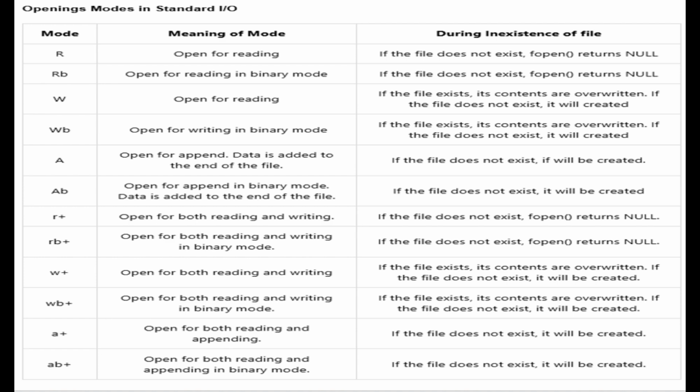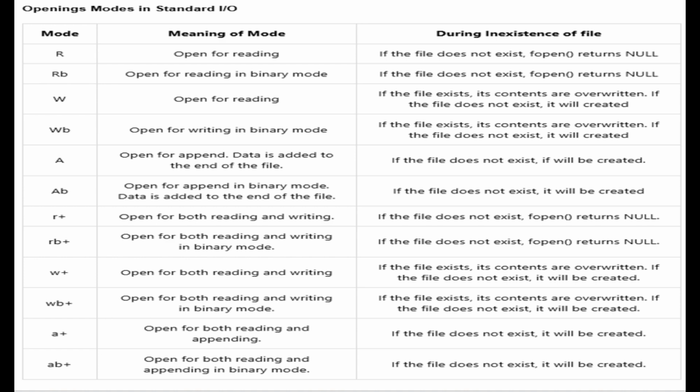5. W plus mode, used for reading and writing both. If the file exists, old content is erased. If it doesn't exist, it is created. 6. A plus mode, used for both reading and appending. New data is added at the end, and you can still read existing data.